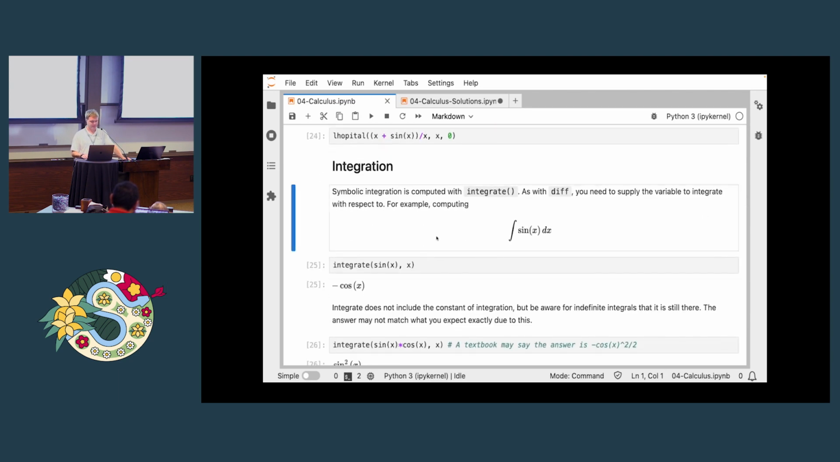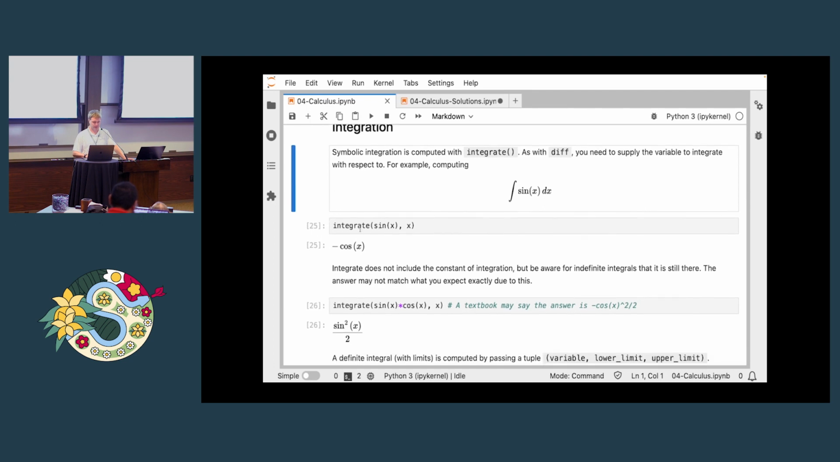And let's go to symbolic integration. Integration is the opposite of differentiation, but in terms of the syntax, it works very similarly. There's an integrate function, and you pass the expression you want to take the symbolic antiderivative of, and then the variable.